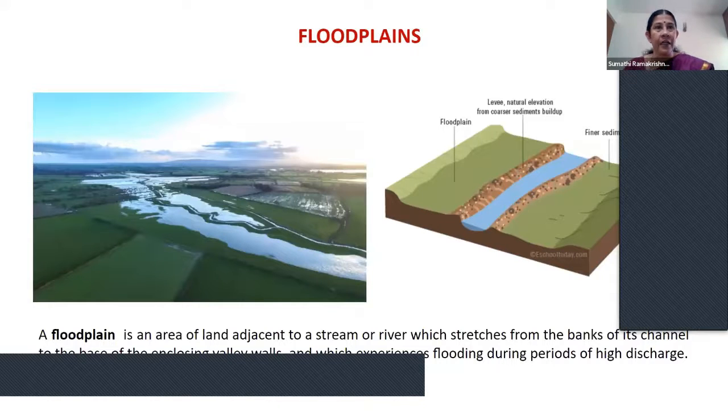Then the floodplains. It is an area always adjacent to a stream or river, which stretches from the banks of its channel to the base of the enclosing valley walls. And it experiences flooding during periods of high discharge. So the excess water comes out and that area becomes very fertile and it's called a floodplain.